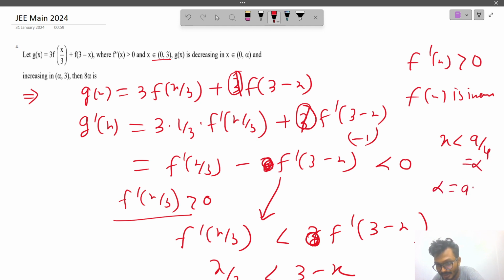So alpha is 9 by 4. So what will be 8 alpha? 8 alpha will be 9 by 4 into 8. So that means 18. So what will be the answer for this question? This will be 18.